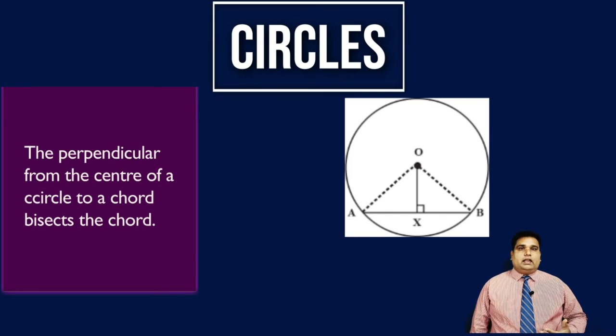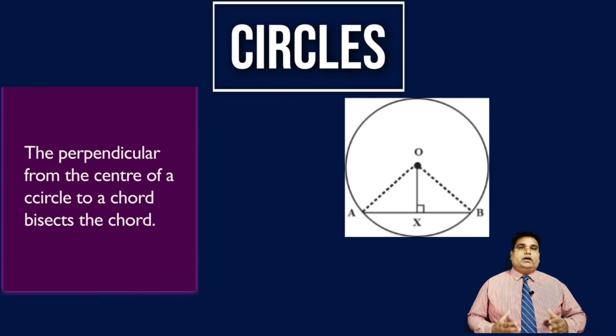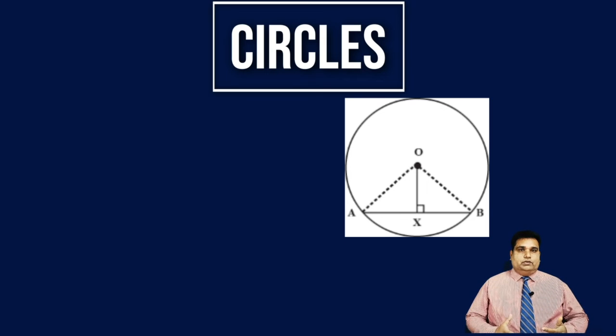So we can say that the perpendicular from the center of the circle to the chord bisects the chord. Here in the diagram, OX is the perpendicular on the chord AB, and this point X divides the chord AB into two equal parts, or we can say AX is equal to BX. The converse of this is also true, right? So we can say the perpendicular bisector of two chords of a circle intersects at the center of the circle.